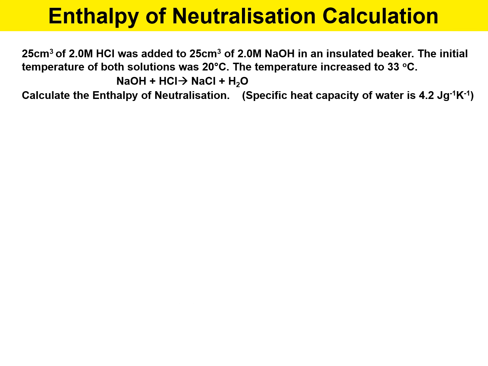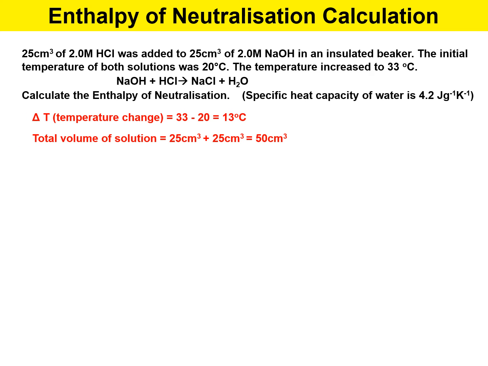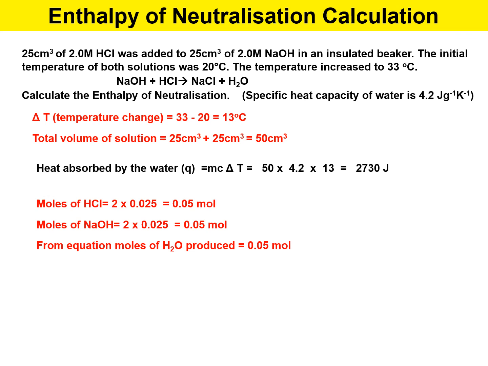Let's look at how we would process our results. So in this case, 25 centimetres cubed of 2 molar hydrochloric acid was added to 25 centimetres cubed of 2 molar sodium hydroxide. And the initial temperature was 20 degrees and the temperature increased to 33 degrees. So as before, we're going to work out our temperature change, which is 13 degrees. The total volume of the solution is the volume of the hydrochloric acid and the sodium hydroxide added together. Using mc delta T, the heat absorbed by the water is 2,730 joules of energy.